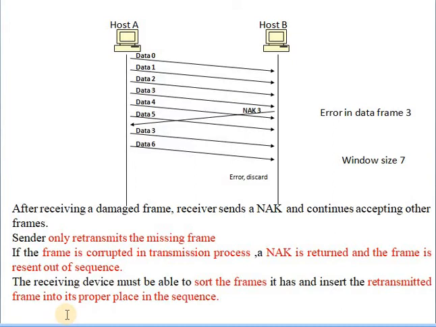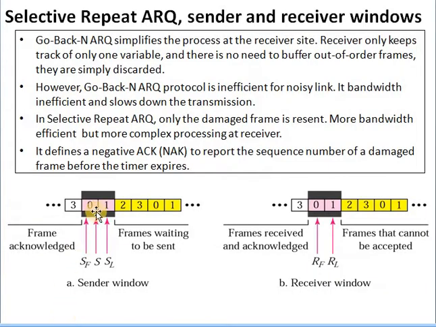Next point is the selective repeat ARQ sender and receiver windows. This is the sender window and this is the receiver window. This is 0, 1, 2, 3, 0, 1. These are the frames. These are the variables: Sf, Sn, Sl, meaning first frame, next frame, last frame. R means the receiver's variables, that is first and last.